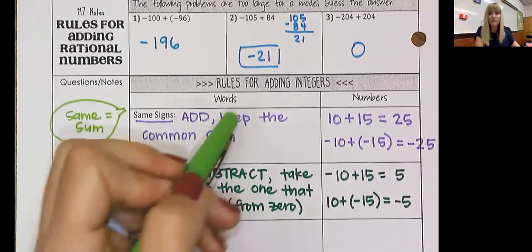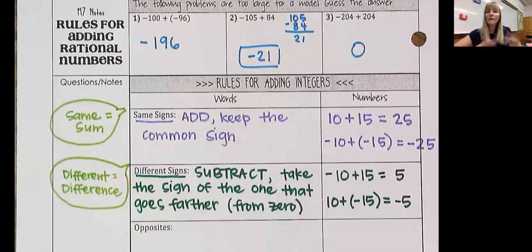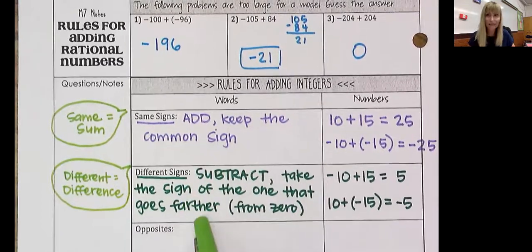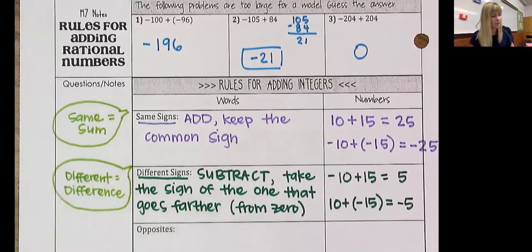But then you do also have to remember what to do with the sign. Do what makes sense when you're finished with that part. So same signs add, keep the common sign. Different signs subtract, take the sign of the one that goes farther. But you can also remember same signs sum, different signs difference.